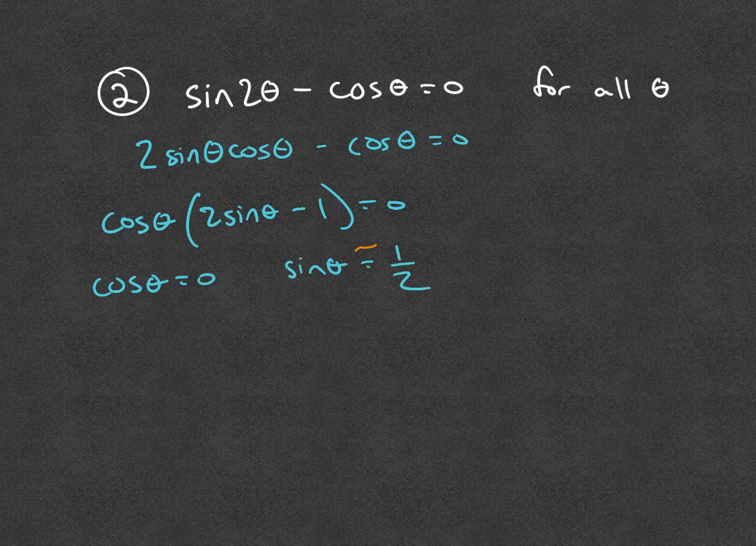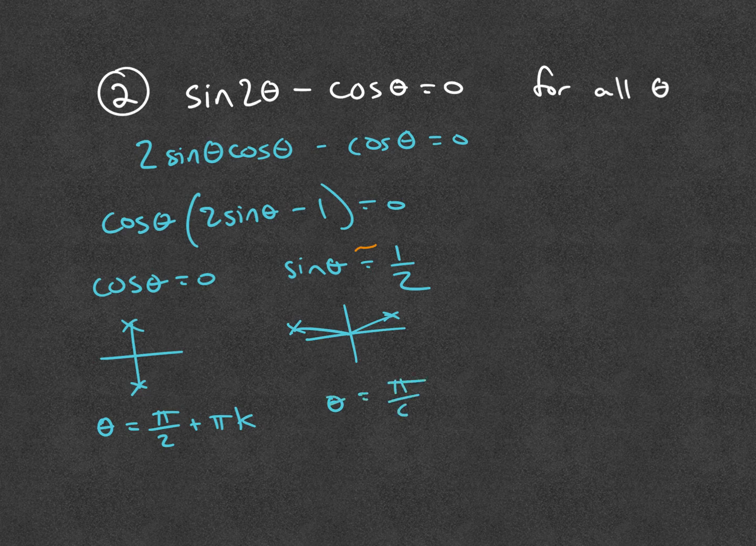That's familiar. And here, cosine theta equals 0 happens twice, and notice that's happening pi apart. So I can be a little more efficient with this answer and say that this is pi over 2 plus pi k. Here, it's the same as before in the last problem. So then I'll also have theta equals pi over 6 plus 2 pi k, and theta equals 5 pi over 6 plus 2 pi k.